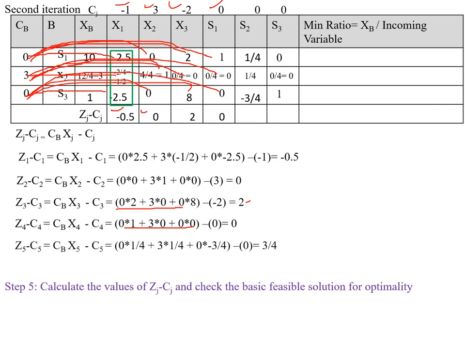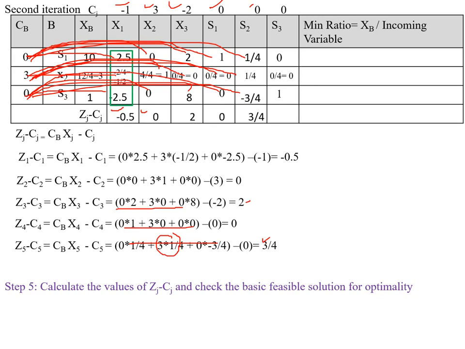So next we have to find out Z5 minus C5, which is equal to 0 into 1 by 4 plus 3 into 1 by 4 plus 0 into minus 3 by 4 minus C5. C5 value is 0, so that's why minus 0. So in total we will get 0 plus 3 by 4 minus 0, so we will get 3 by 4. So enter the 3 by 4 here.